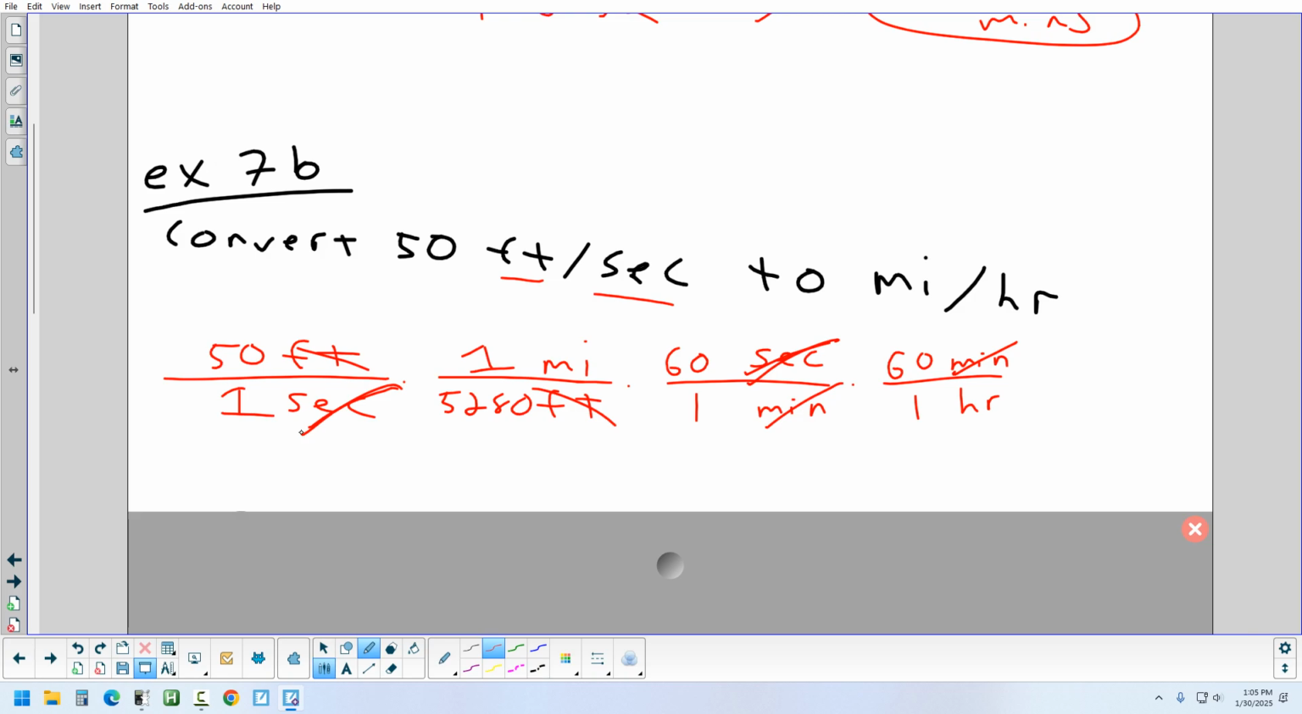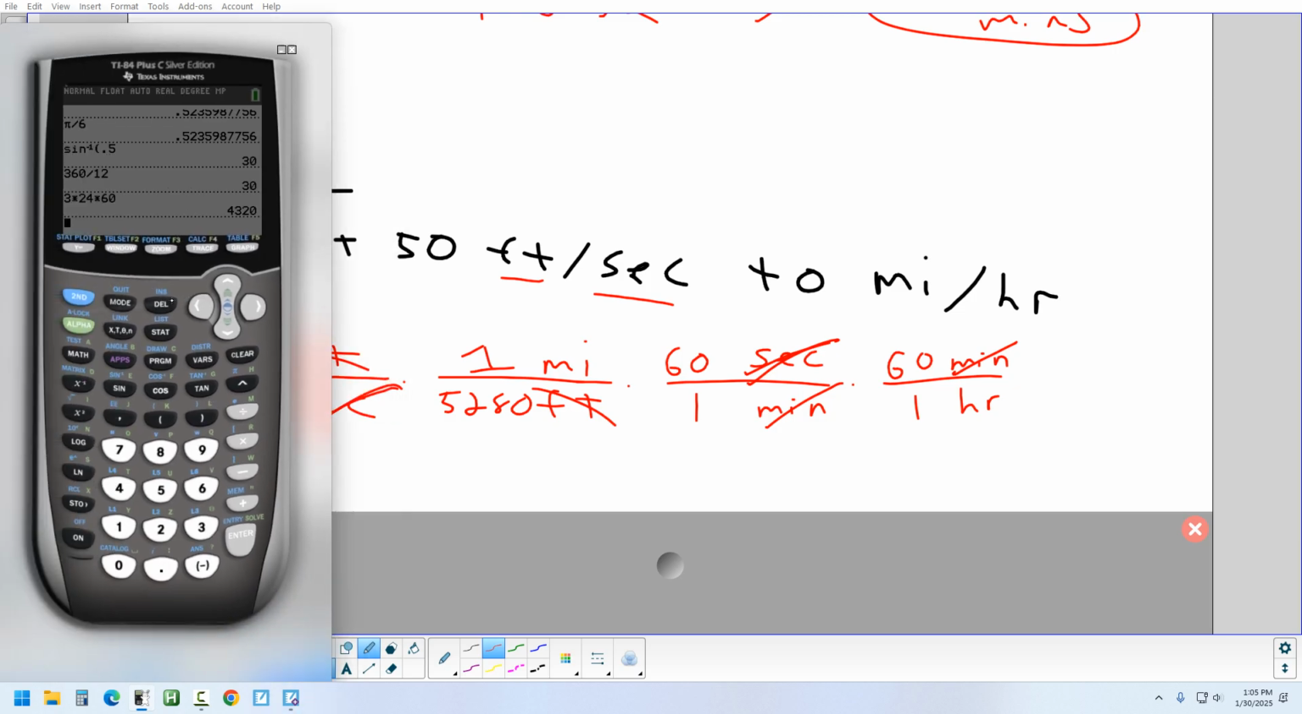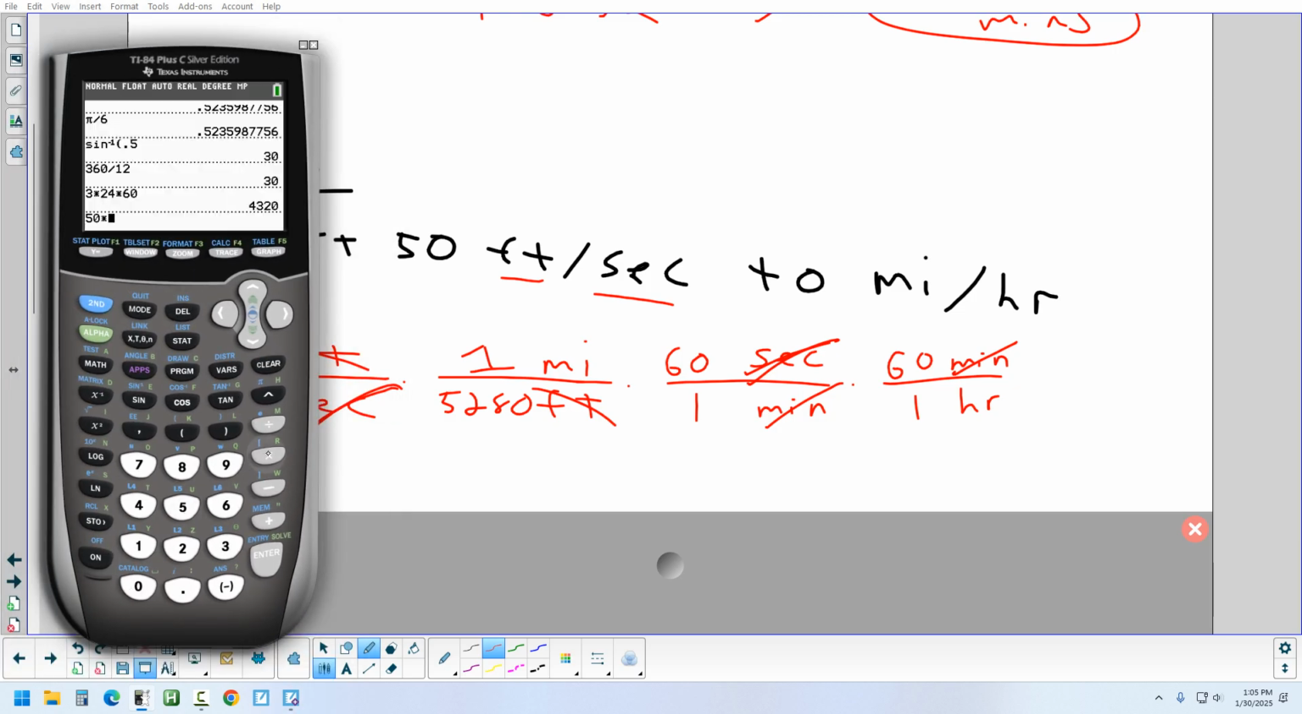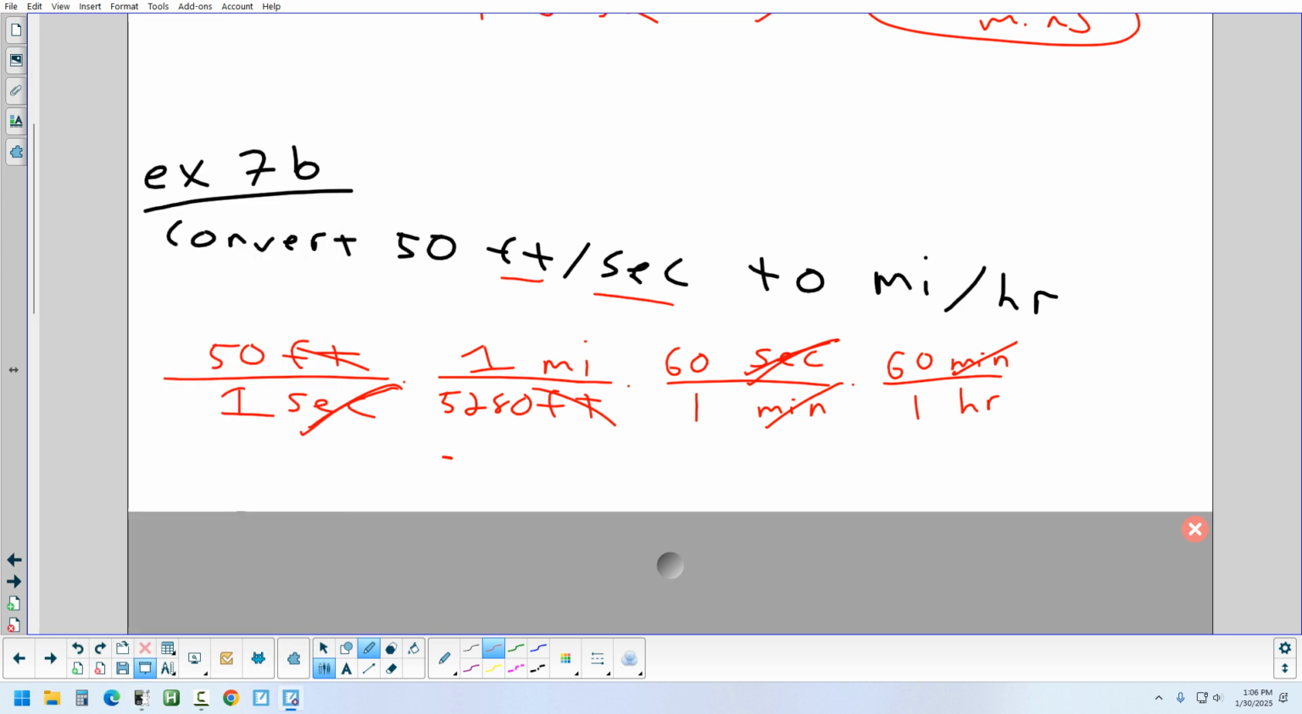And now we're going to multiply straight across, but this time we do have to divide by something. So the way I would do it is I would type in 50 times 60 times 60. Get the answer for the top first, and then divide that by what's in the bottom. So it's 34.09. And what's my speed on it? What's my unit? Miles per hour.